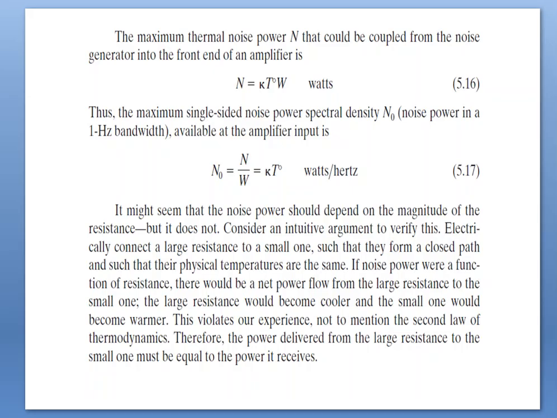The large resistance would become cooler and the small one would become warmer. This violates the second law of thermodynamics. Therefore, the power delivered from the large resistance to the small one must be equal to the power it receives. The available power at the thermal noise source is independent of the ambient temperature of the source, that is the noise temperature.